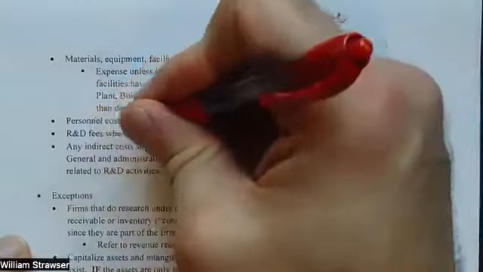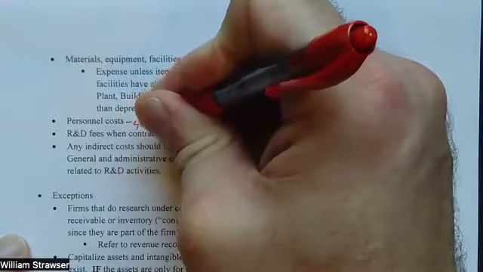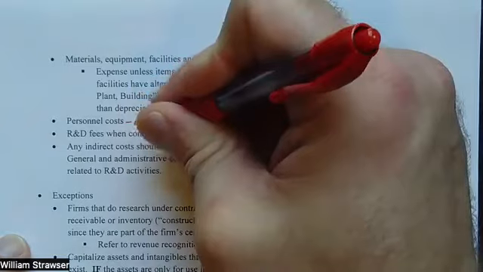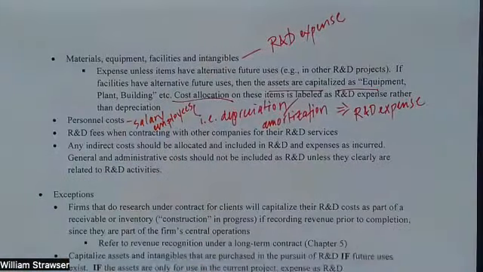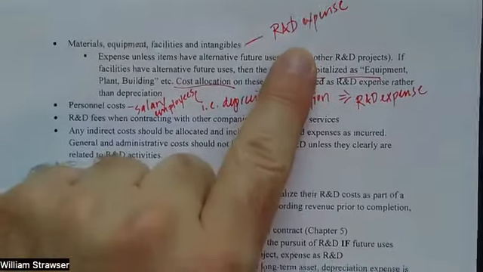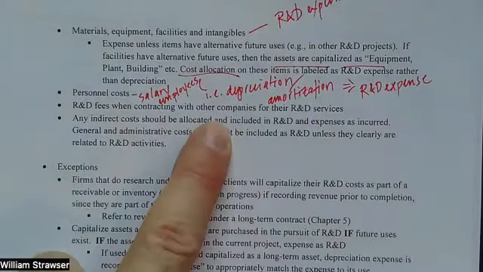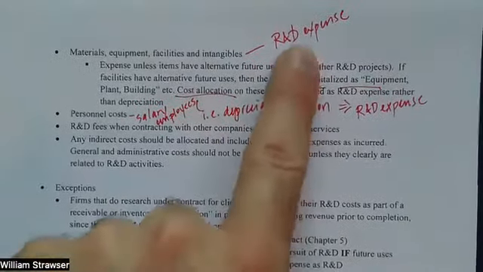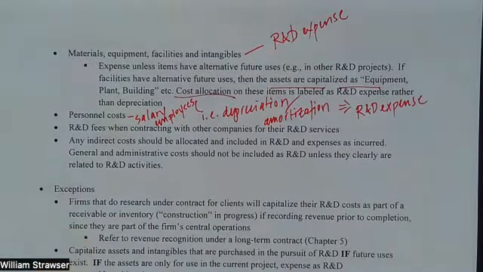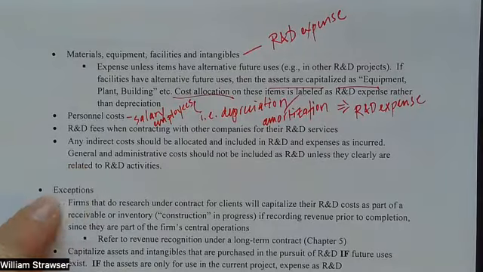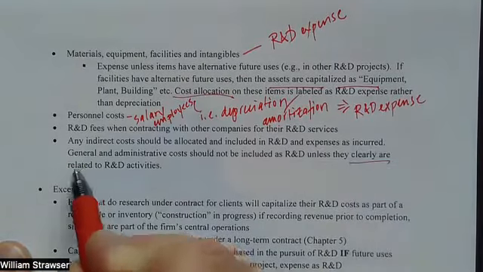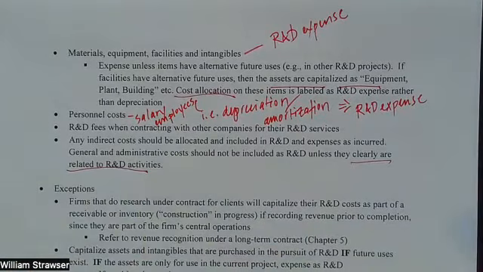Personnel costs, so salaries of workers, our employees that we have working, it's not wage expense, it's not salary expense, it's R&D expense. If we contract with another company for their services, R&D expense. Any indirect costs also included in R&D as they are incurred. It's harder to break apart general and administrative costs unless they are clearly related to R&D activities. So most of those do not get the R&D expense designation.